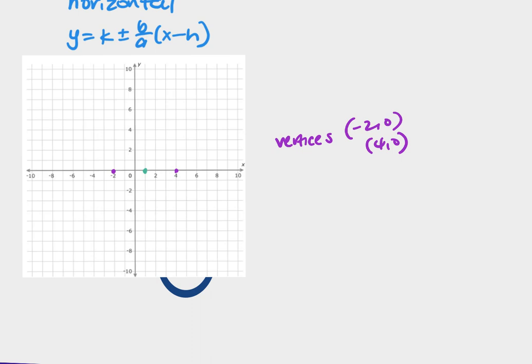Then I would go up and down the B, which is also 3. And those are my co-vertices: 1, 3, and 1, negative 3. I would draw my box, find the corners, and draw the asymptotes.